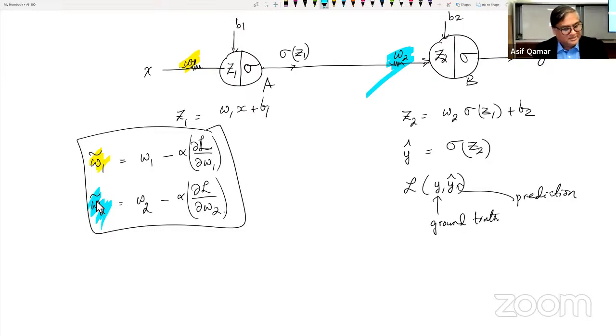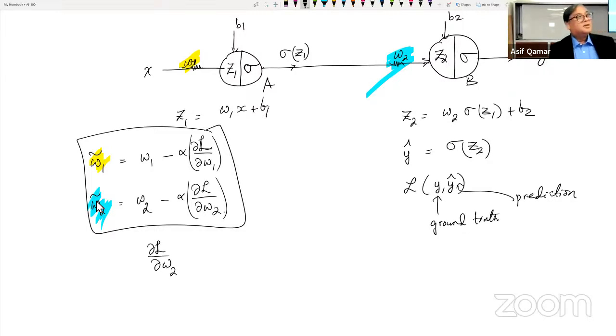We need to compute the derivative of the loss with respect to W2 and W1. But you notice that L is not a function, it's a very indirect function of W2. It's a function of Y hat, right? Y hat is sigmoid of Z2. Z2 is a function of W2, right? So let's eat the hippo bite by bite. Make sense? So we do that. What we want is this derivative. Let's take this derivative.